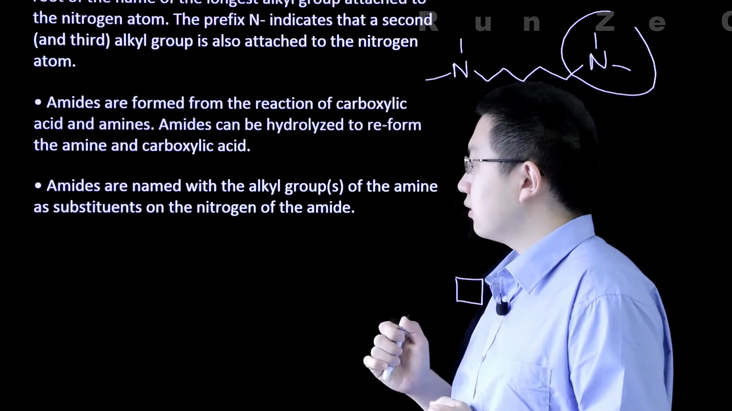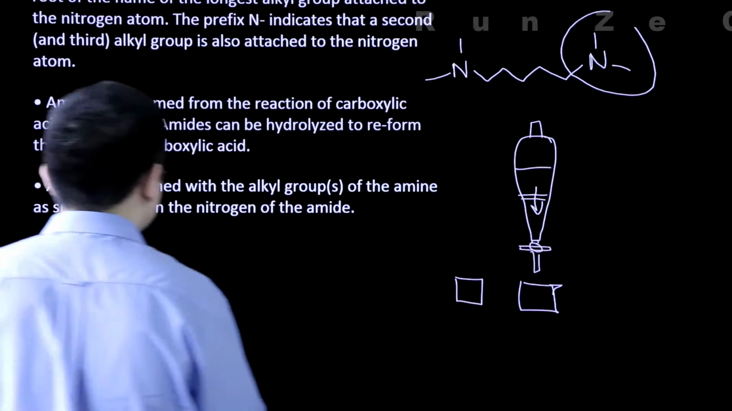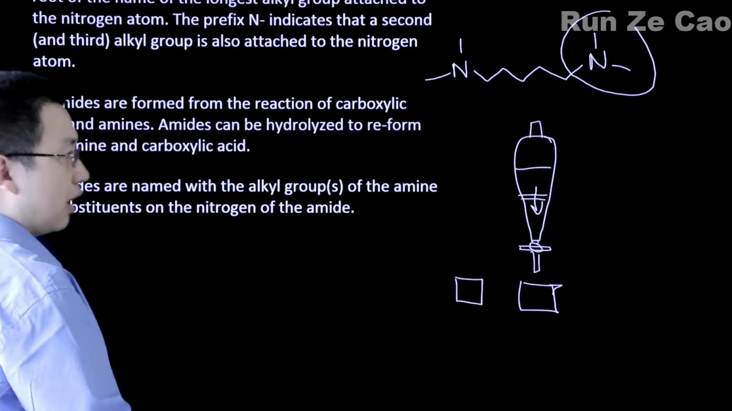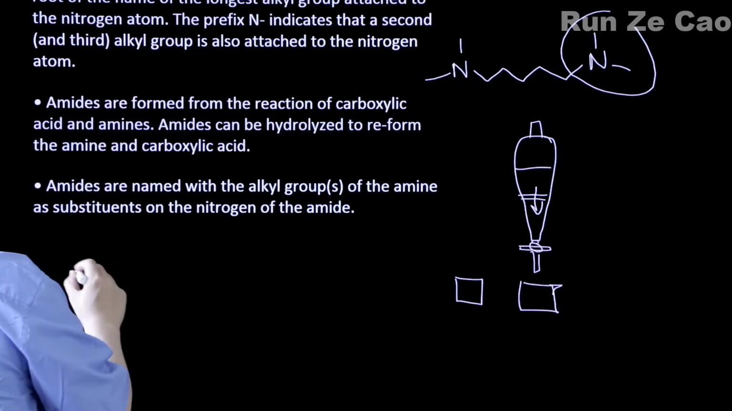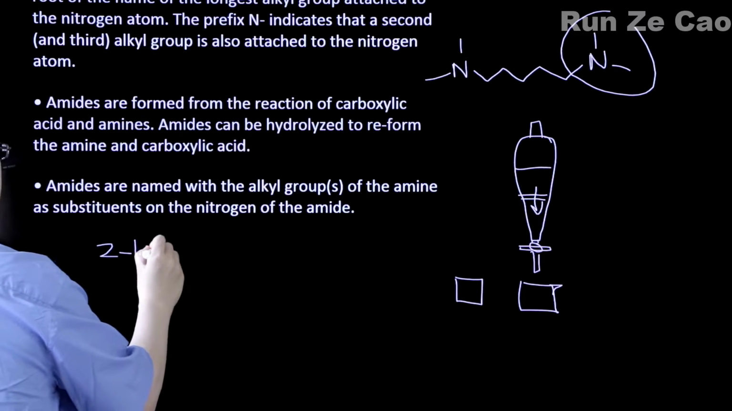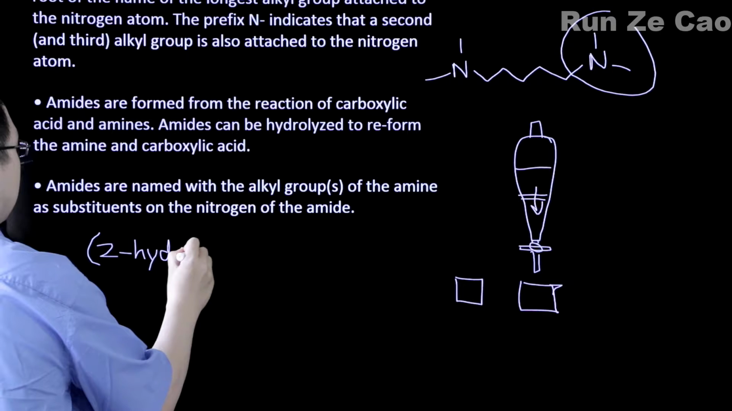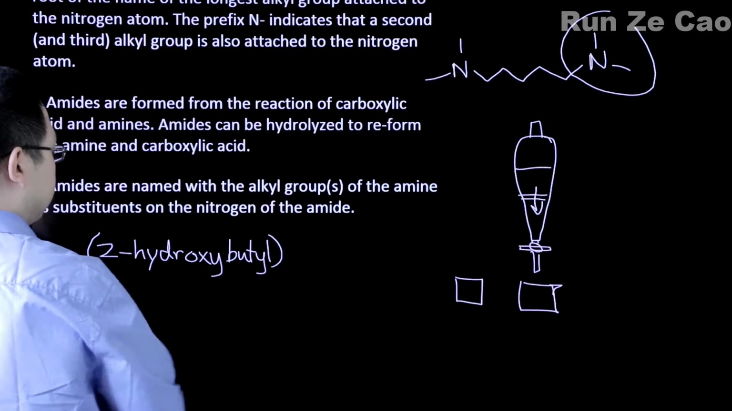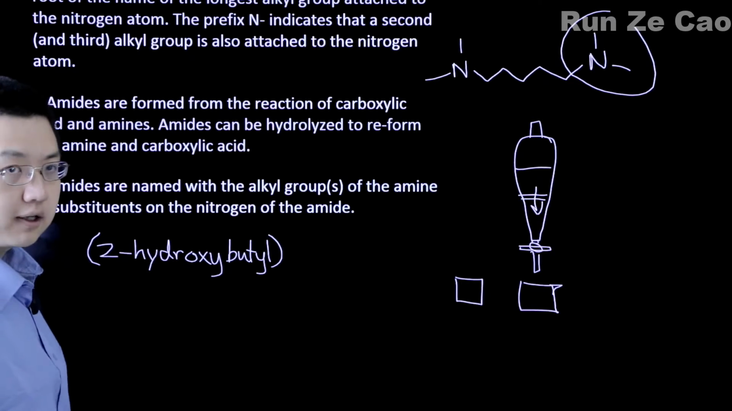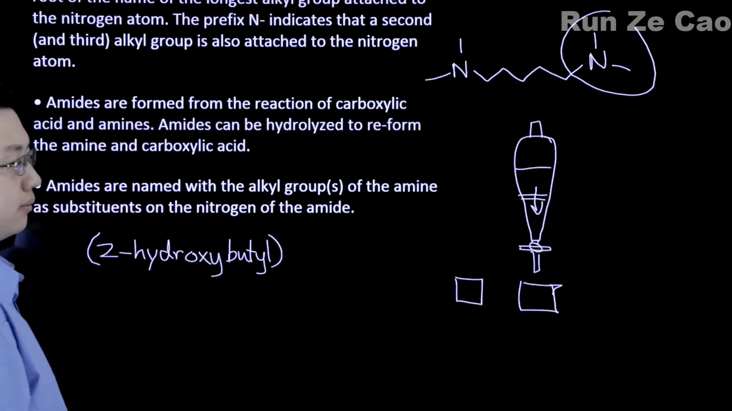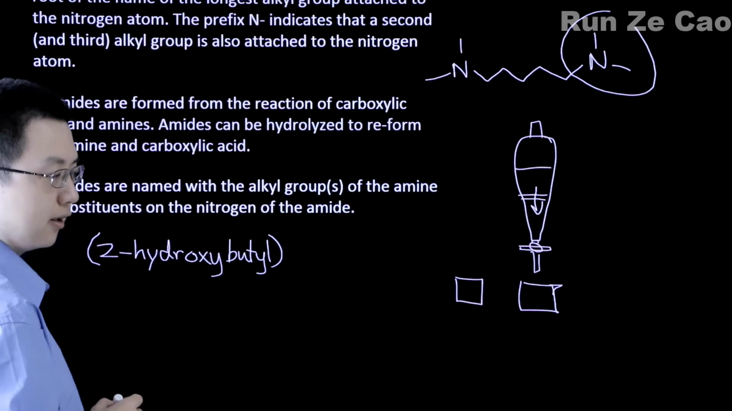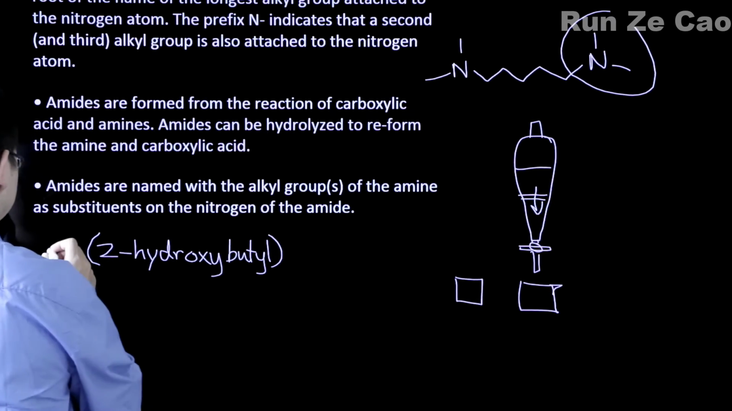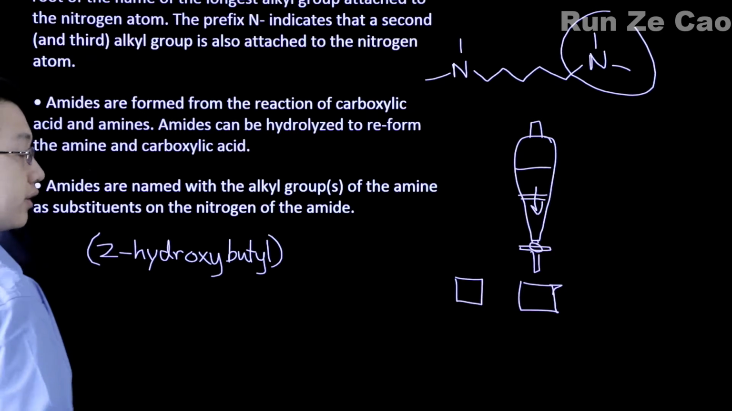Now, amides are named with the alkyl groups of the amine as substituents on the nitrogen of the amide. What happens though if these substituents have themselves some substituents? Well, we might have, first of all we use brackets, hydroxy and butyl. Now here this is always going to be hydroxy because when we name substituents, well, this is a sub-substituent, so to speak. This is not the main dictating term of this item. Because alcohols have lower priority than amides.